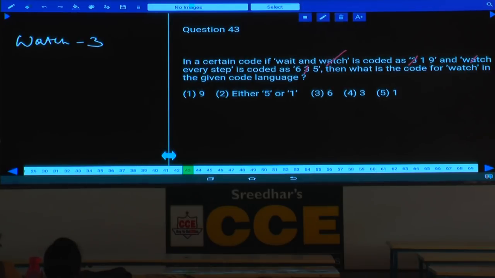The next one. And then what is the code for the watch? Yes, what is the code to the watch here? 3. That is given in choice 4.